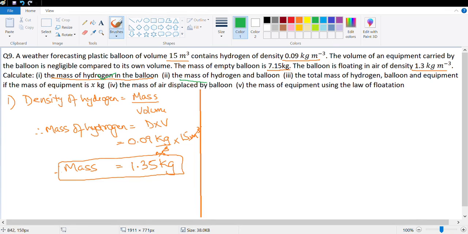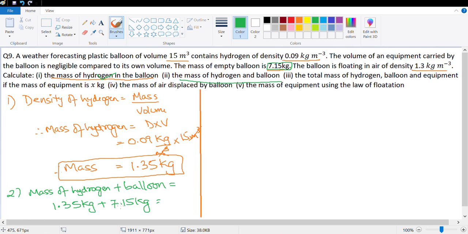The mass of hydrogen and balloon. Okay, so mass of hydrogen plus balloon. Mass of balloon is already known. Mass of hydrogen we just calculated. So it will be 1.35 kg plus mass of balloon, which is given as 7.15 kg. So 7 plus 1, 8 and 5. That's 8.50 kg. The second part of the question also done.